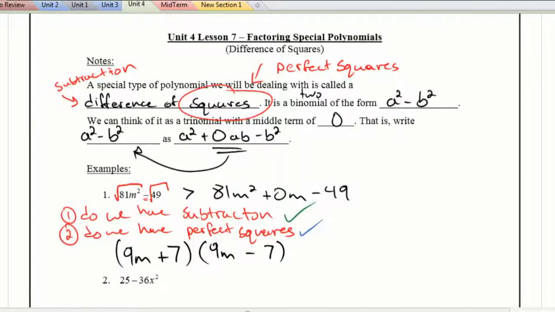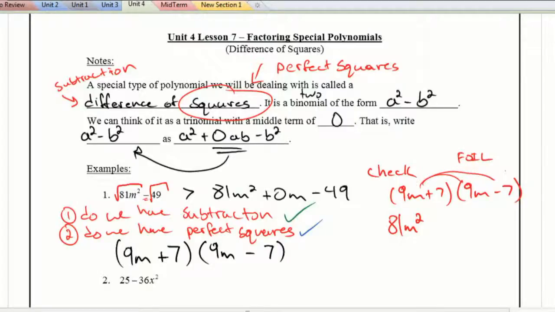Maybe we should do just a quick check to make sure Mr. Borden hasn't lost his marbles. And that, in fact, works. So 9m plus 7, 9m minus 7. 9 times 9 is 81. M times m is m squared. So I'm foiling.